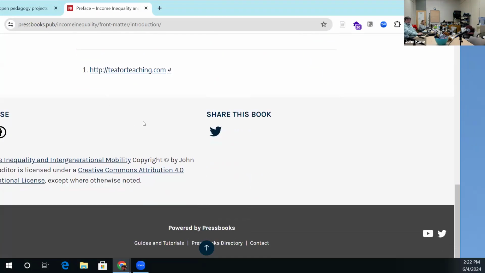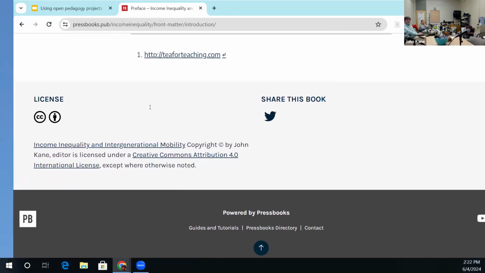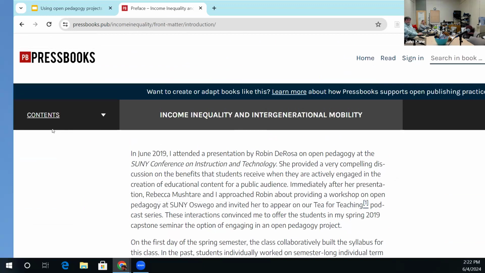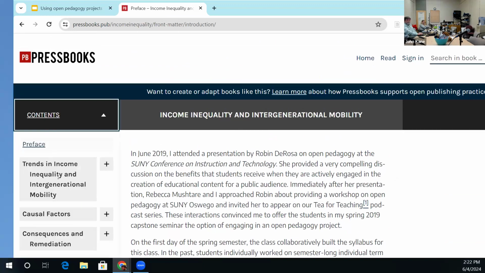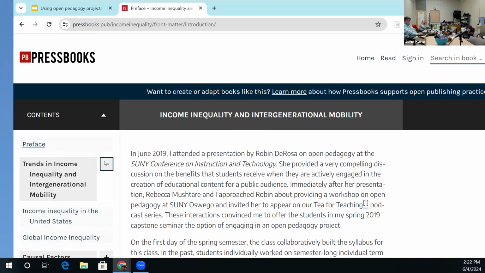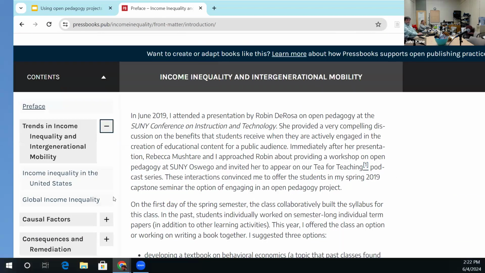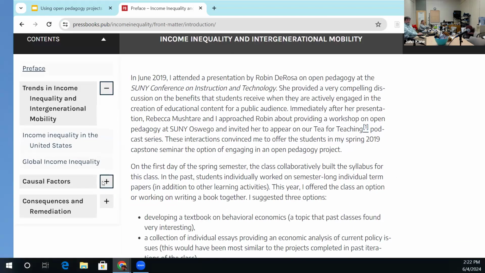And also a podcast with Robin DeRosa that helped inspire this. But then if we go to the actual content, which is here, each of the chapters, here we go. They broke this first project down into three broad groups. One was trends in inequality and intergenerational mobility.